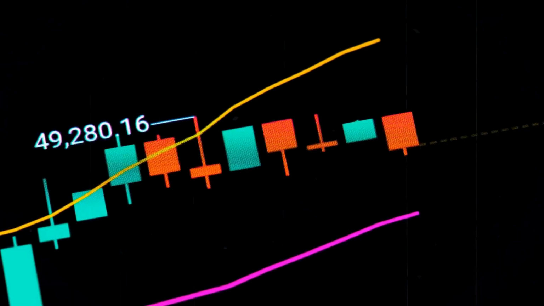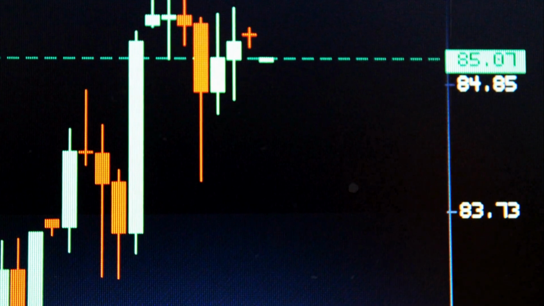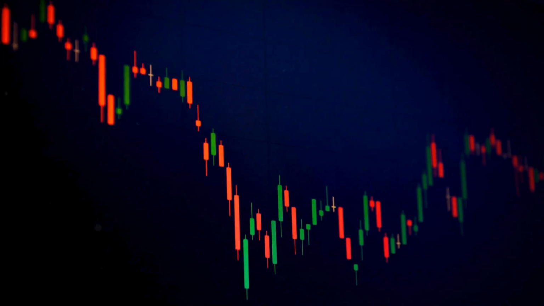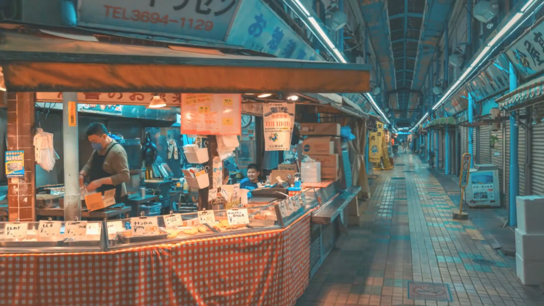The body represents the price range between the open and close, while the wicks, or shadows, show the highs and lows of the session. Patterns like the Doji, hammer, and engulfing are still used by traders today to predict market movements.